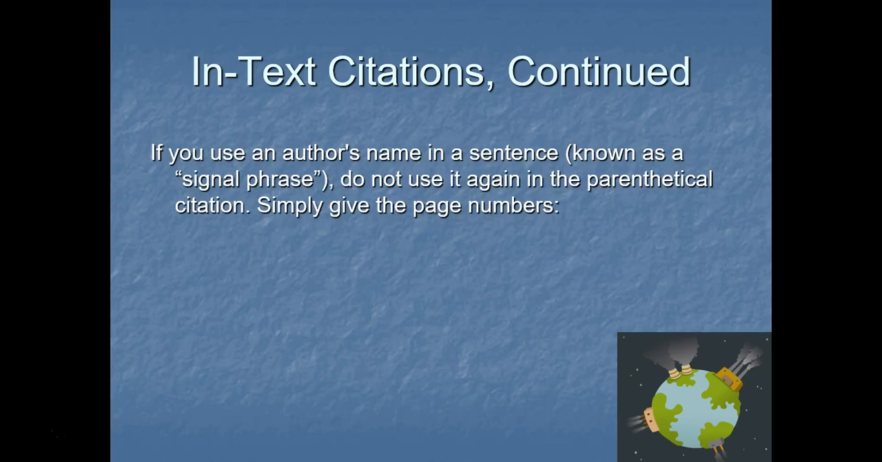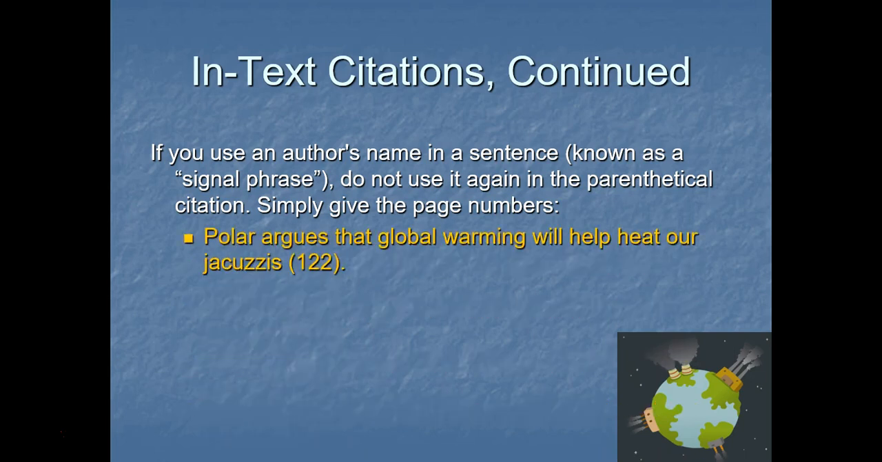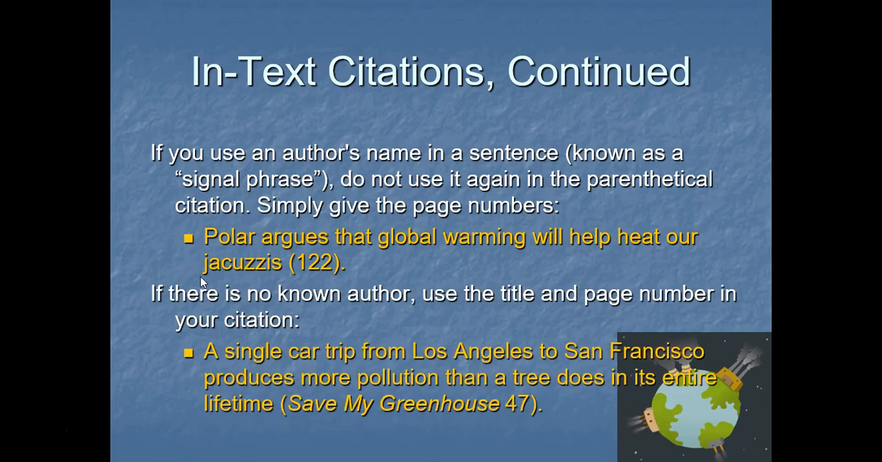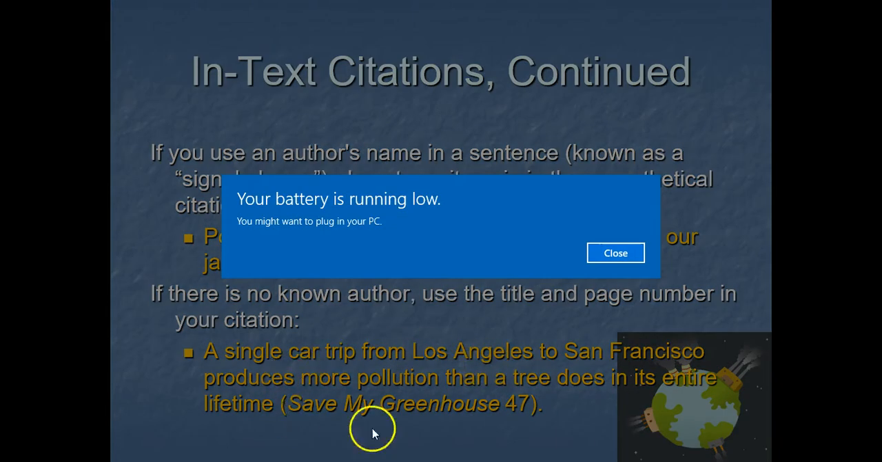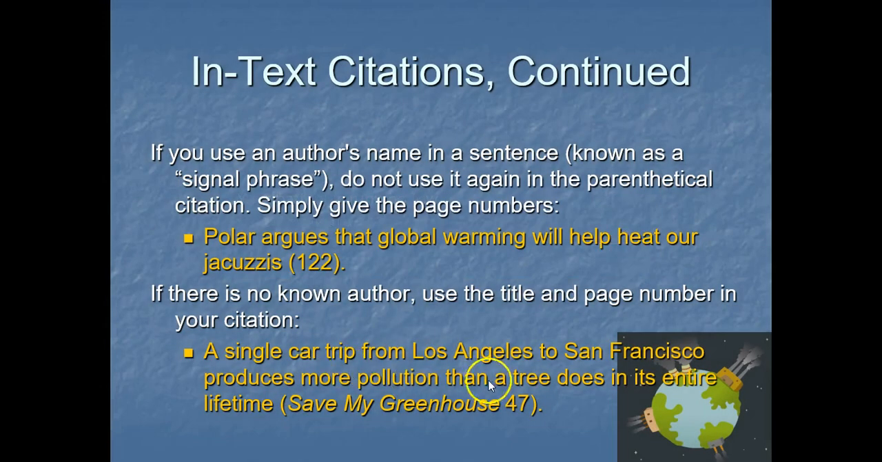If you use an author's name in a sentence, known as a signal phrase, do not use it again in the parenthetical citation. Just give the page number. So instead, if I say Polar, who's the author, argues that global warming will help heat our jacuzzis, and then I just put the page number 122. I only put the page number because I already said the author right here. If we don't know who the author is, then we use the title of the book and the page number.